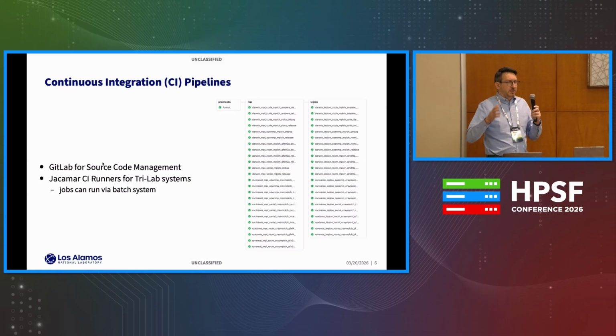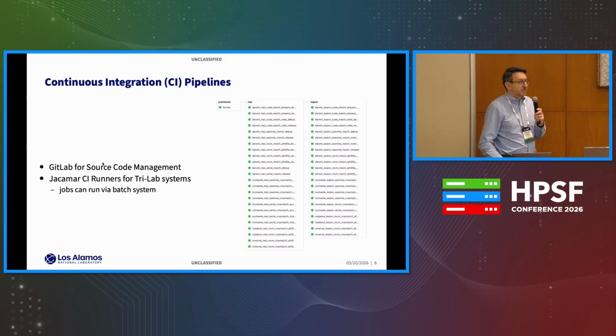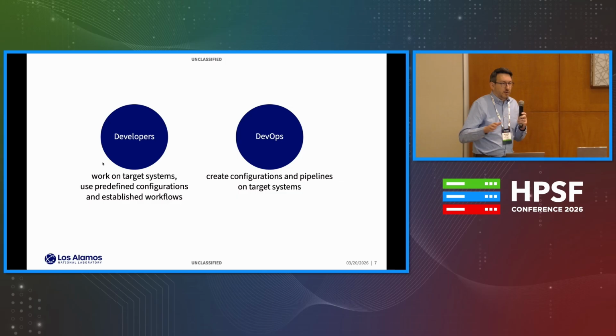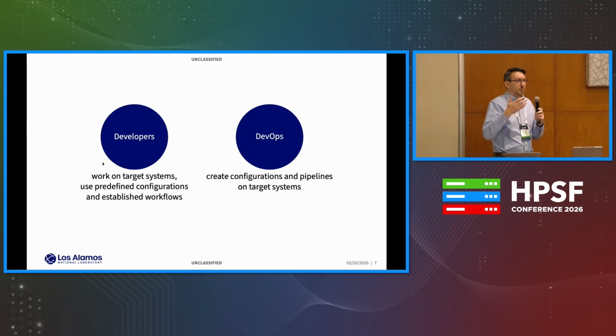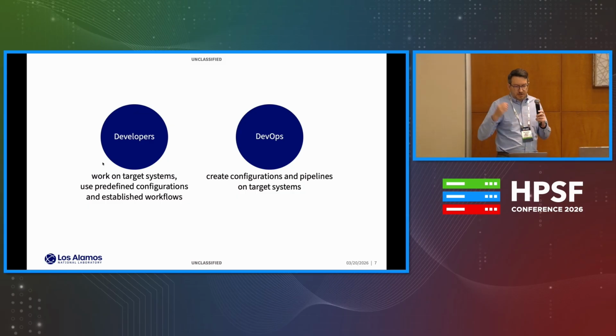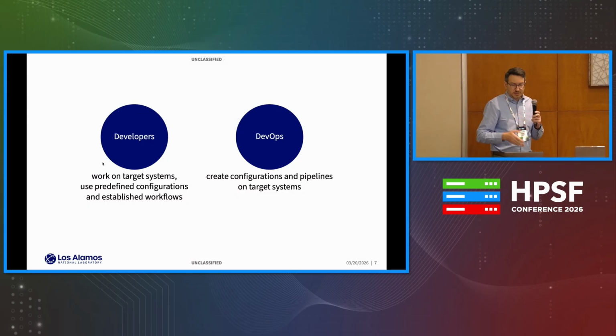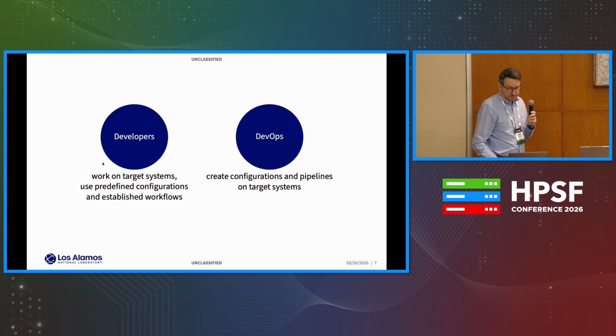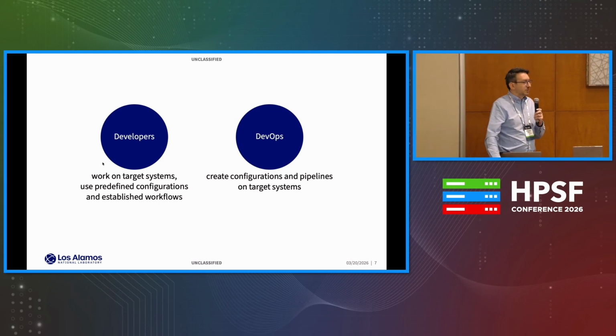Now, with these codes and these CI pipelines, we have to distinguish between 2 groups of people. On the one hand, we have the developers who are working on new physics, new parts of the code. They have some predefined configurations they're working on and some established workflows that they're interested in. And then there's people like you, the DevOps, sysadmin types, who are actually behind the scenes creating these pipelines and the configurations on those systems. For those 2 groups, we're solving 2 problems.